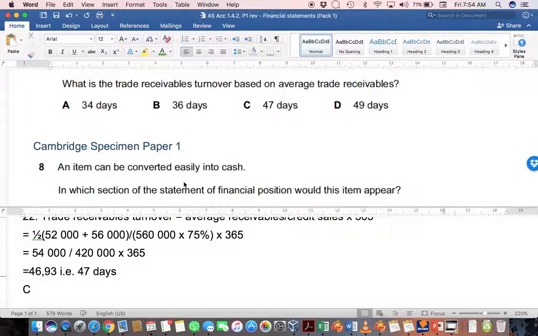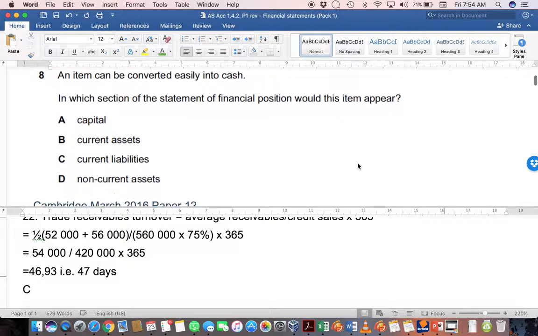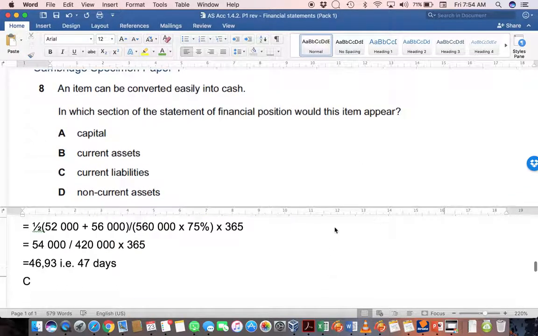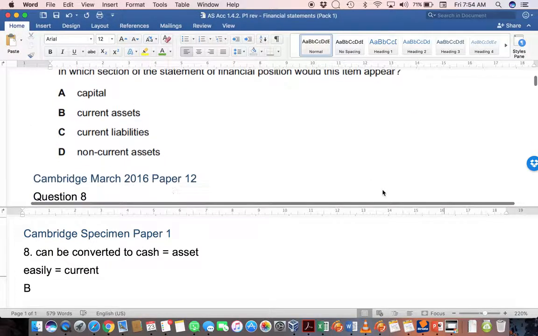So we're talking about some kind of asset, and the fact that we can easily convert it into cash indicates that it must be a current asset. And so therefore, we would look for the current assets, or number B. And over here you can see my thinking process. So B is going to be the answer that I will use.